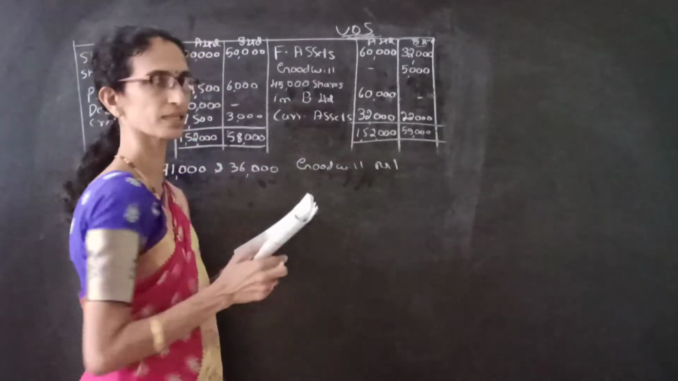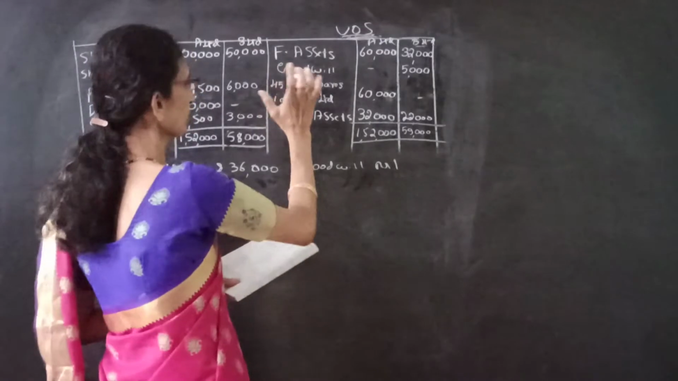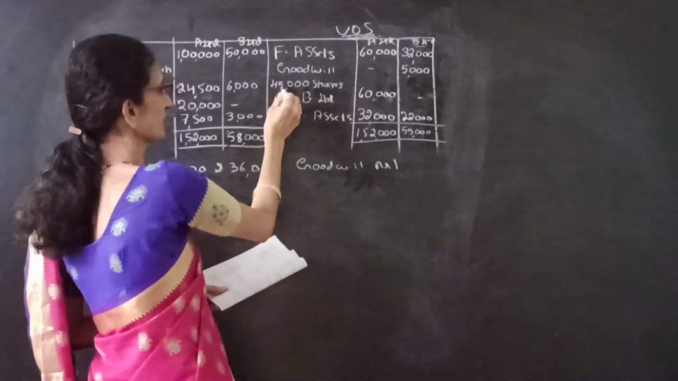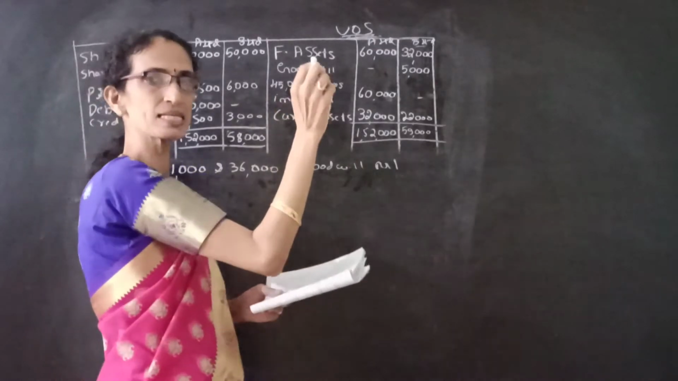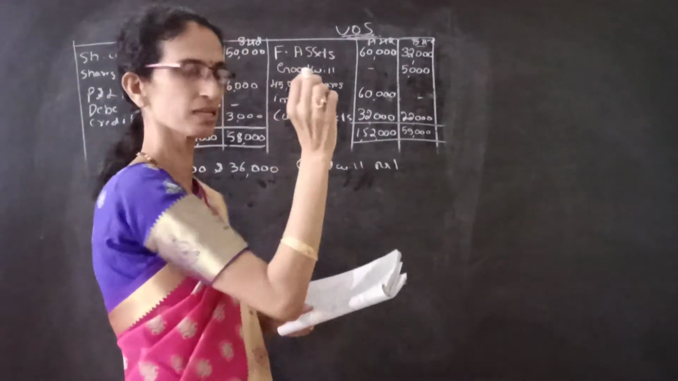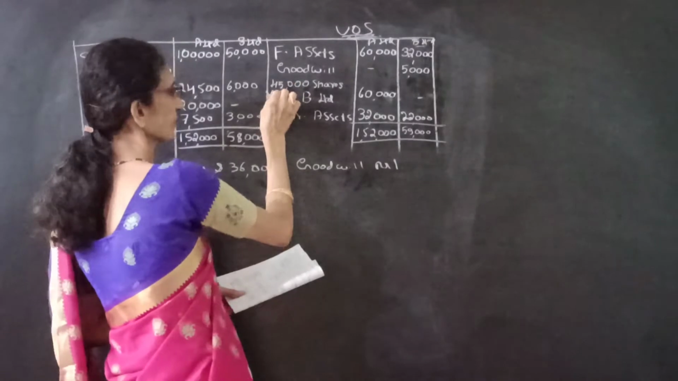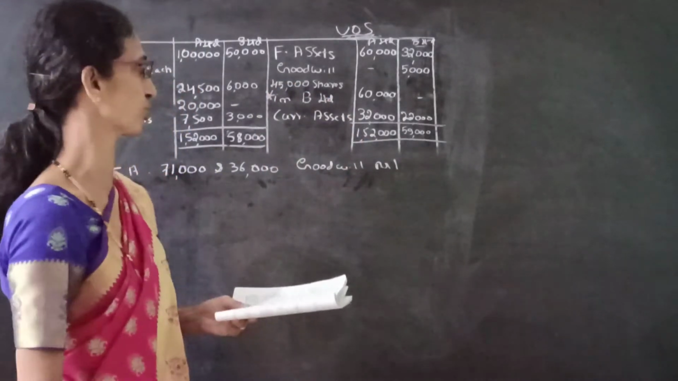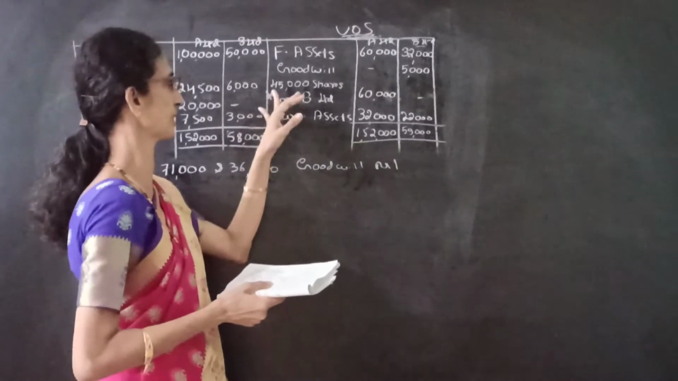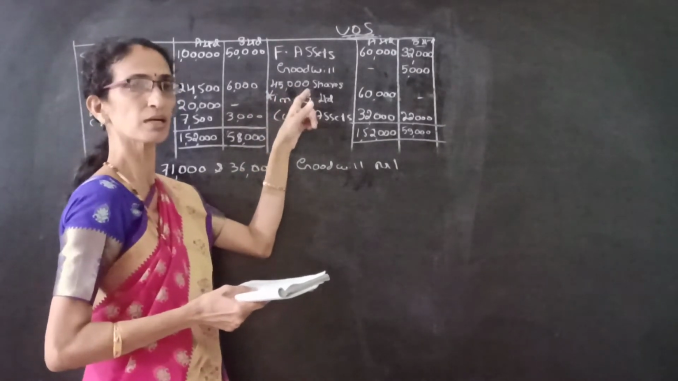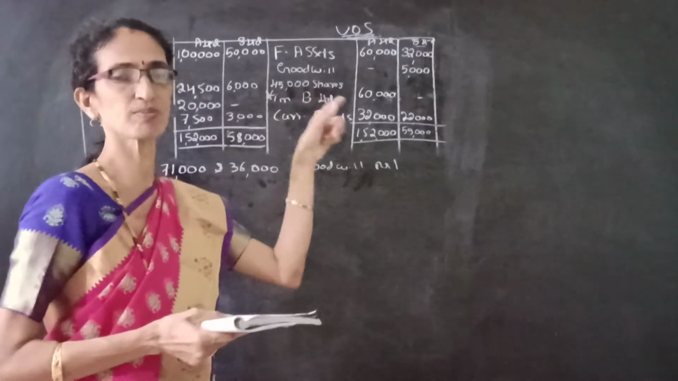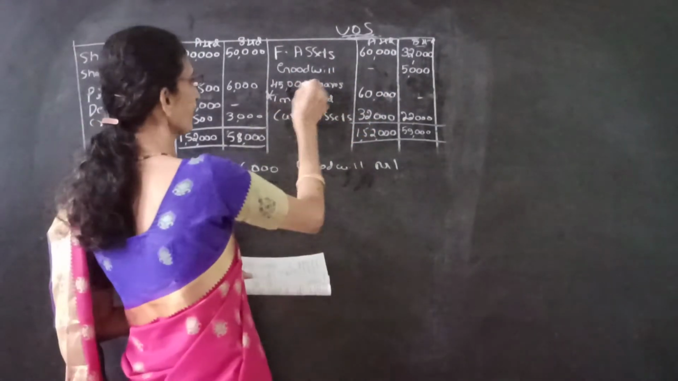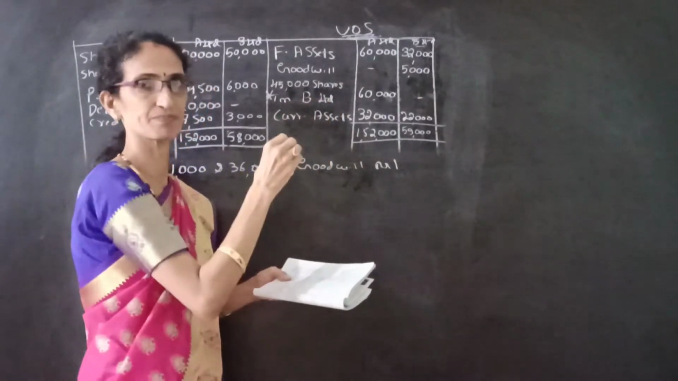So first, it is important to see the problem. Here, investment is given. If two companies' balance sheets are given, the important thing is that we have to see the investment on the asset side. Investment is nothing but invested in shares. So it is given, 45,000 shares in B Limited.